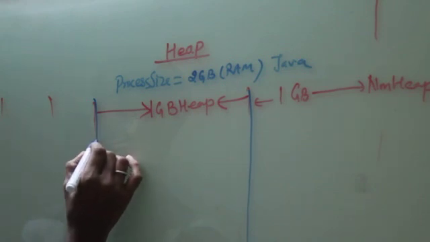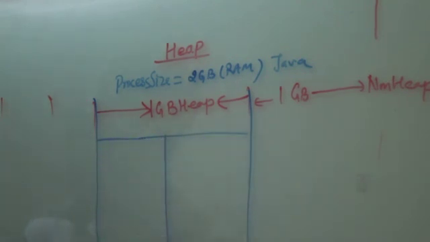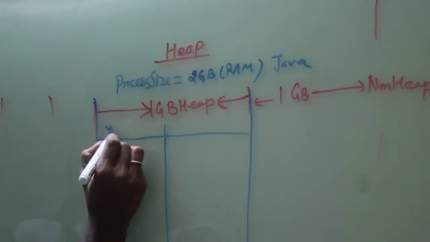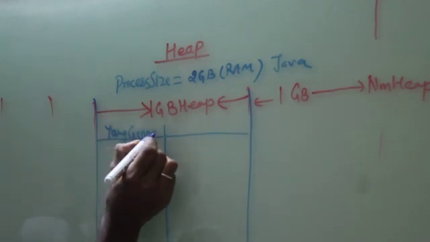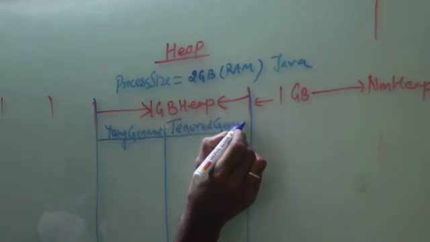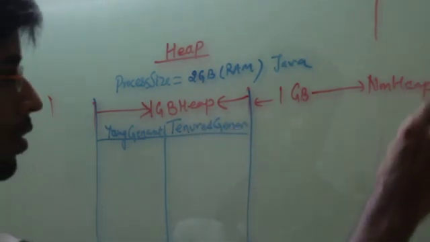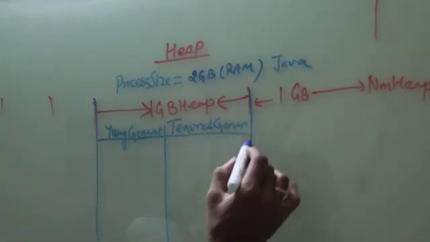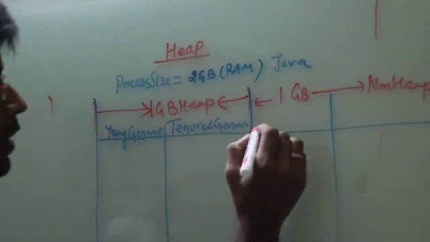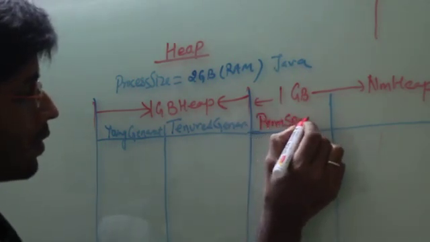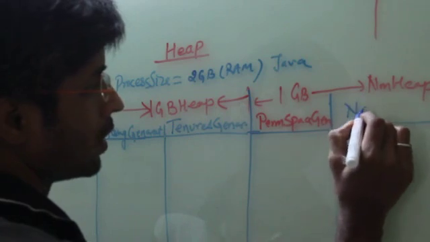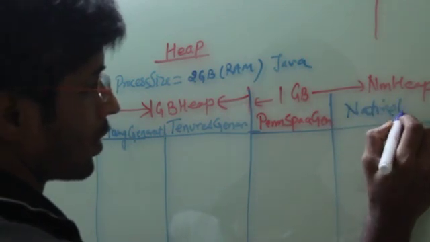Okay, so this heap 1 GB will be divided into two parts. The first one will be called the young generation, the other one will be called the tenured generation. Okay, so the rest of the 1 GB will be further divided into two parts. The first one will be called the perm space, and the other section will be native libraries.